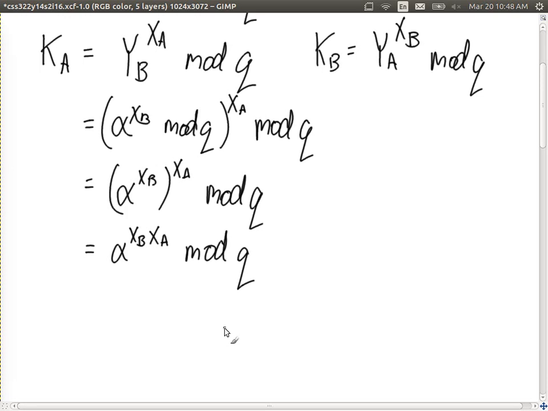And let's look at Kb from the same perspective, but we'll substitute. Ya is replaced with alpha to the xa mod q, all to the power of xb mod q. That is just a substitute for Ya. And the same rules apply. That is, the mod q can be cancelled out.